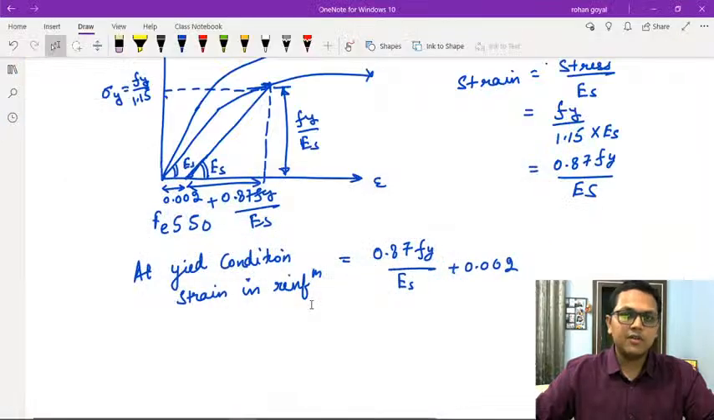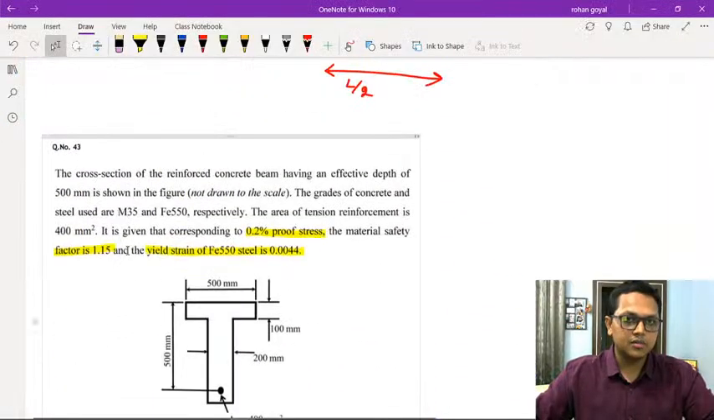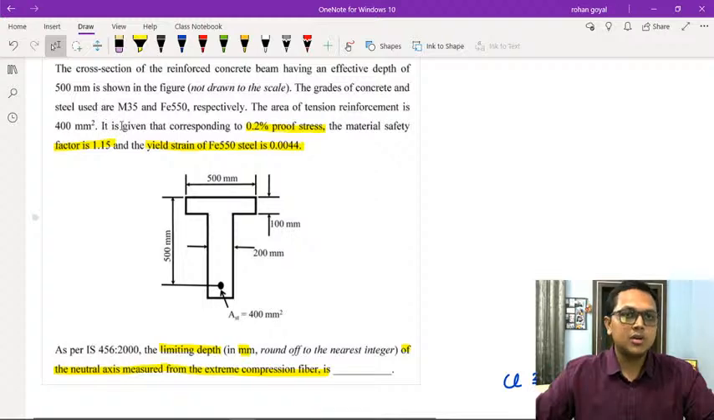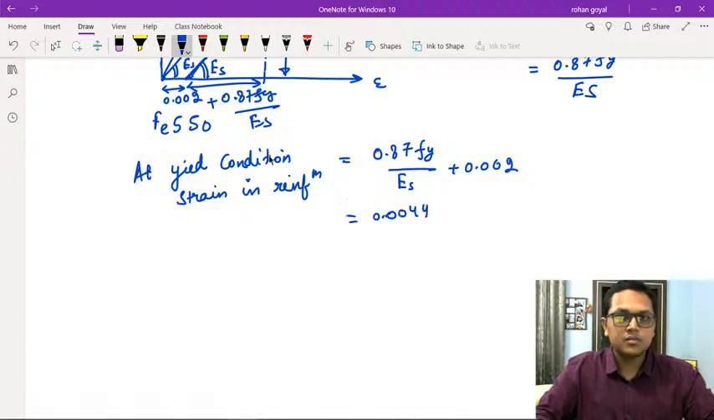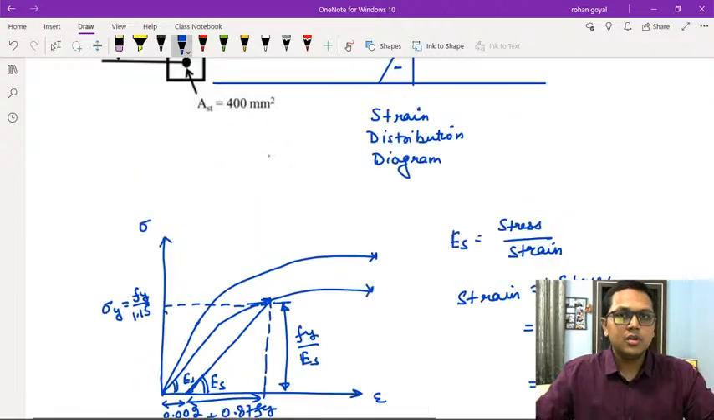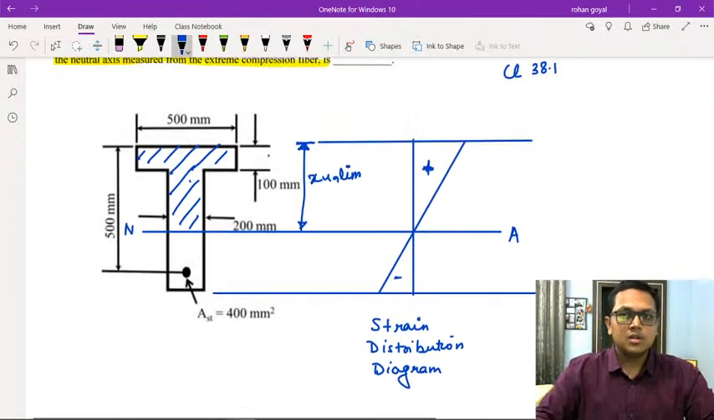This particular value itself is given in the question also. In the question, it is given that corresponding to 0.2% proof stress, the material safety factor of 1.15 and the yield strain of Fe 550 steel is 0.0044. So this value itself is given as 0.0044. Now we know the maximum strain in the extreme compressed fiber of concrete, so how much will it be?